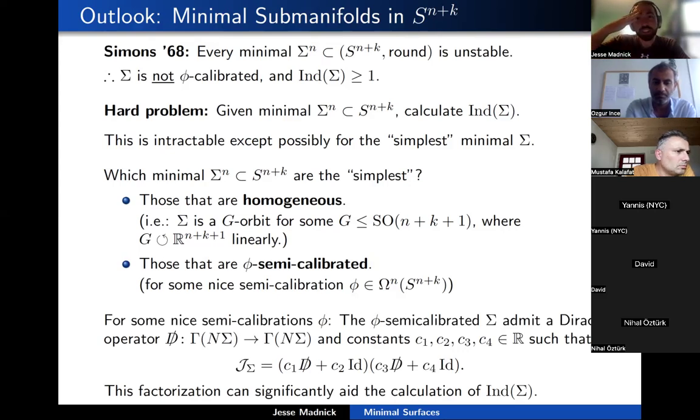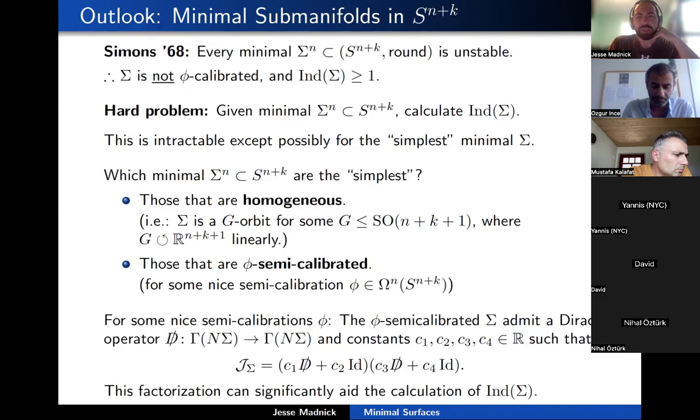One nice feature of nice semi-calibrations is that the following often happens. For virtually all the examples that I know, or at least all the examples that will arise in this talk anyway, you can actually factor the Jacobi operator. So when you have a phi semi-calibrated submanifold and phi is nice, not always, but often, you can find a Dirac operator on the normal bundle and some constants such that the Jacobi operator can be written as a quadratic in the Dirac operator. And so that reduces this second order problem to a first order problem.